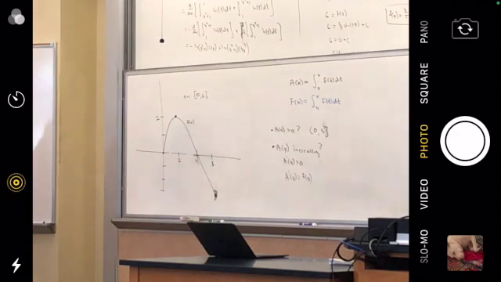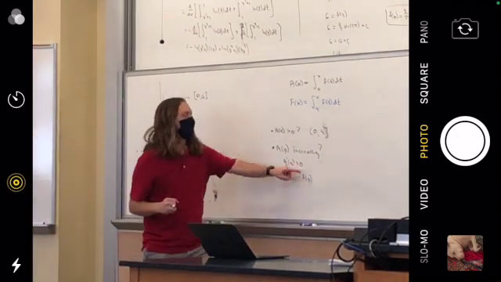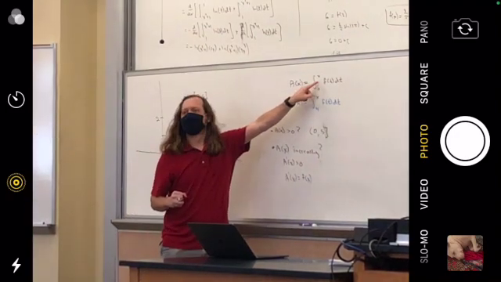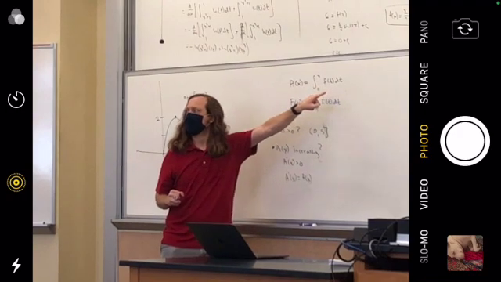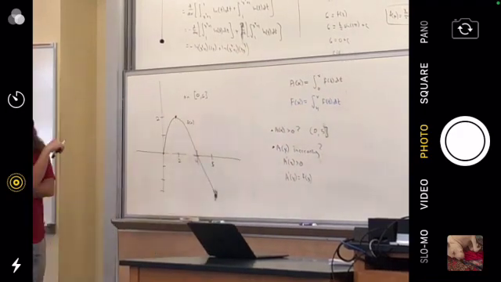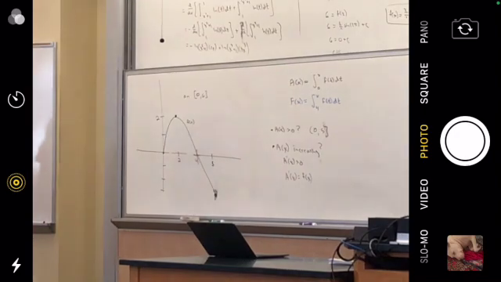How can I say that? F prime of x would say take the derivative of this. What's the derivative of this? Plug in x for t. So when is that positive? Zero to 4.